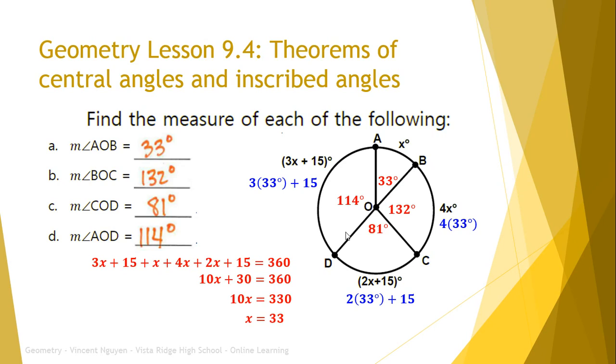So pretty much you can see the recurring theme for geometry. You set up the relationship, add them all together equal to 360, solve your equation, get a solution for your variable, and then substitute the variable in to answer the actual questions of the problem.